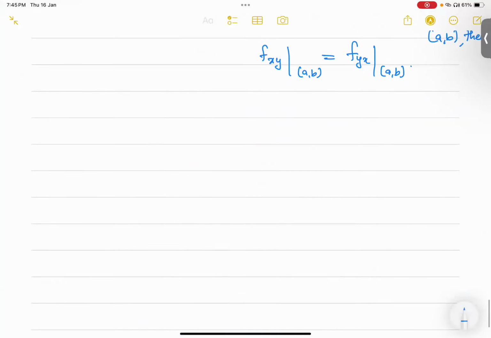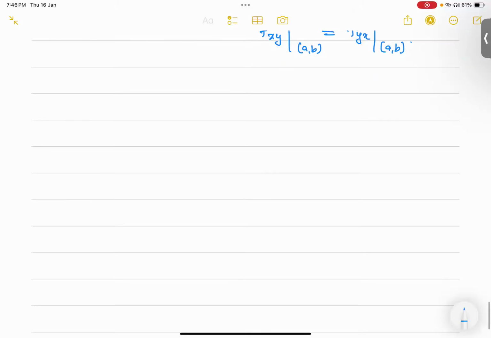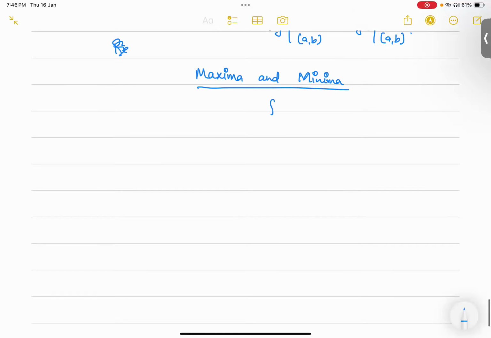Now we can move to some other topic. We can move to the application of these derivatives, what we have done till now. In particular, I will talk about maxima and minima. Suppose you have a function from R square to R. I'm talking about local maxima or relative maxima and minima.